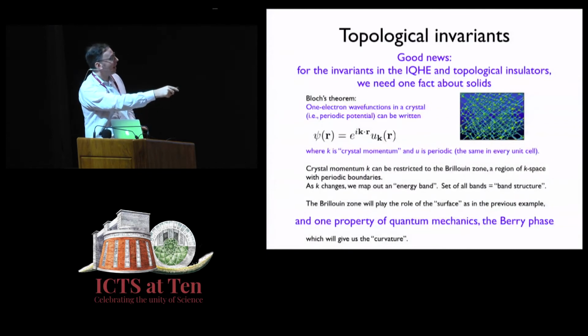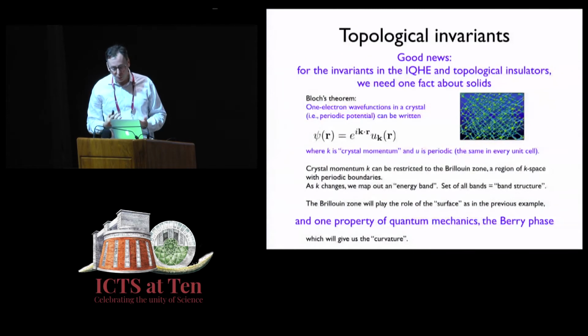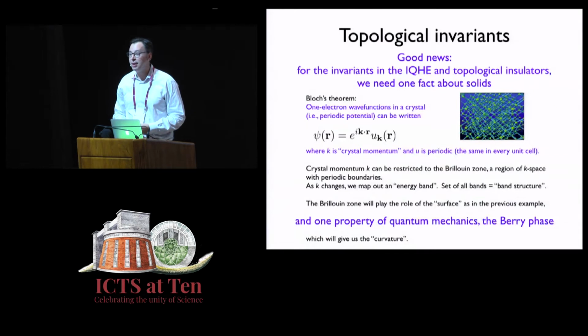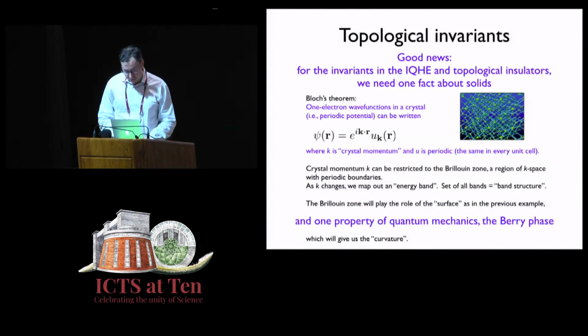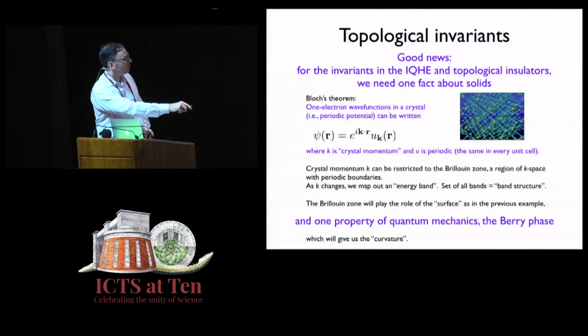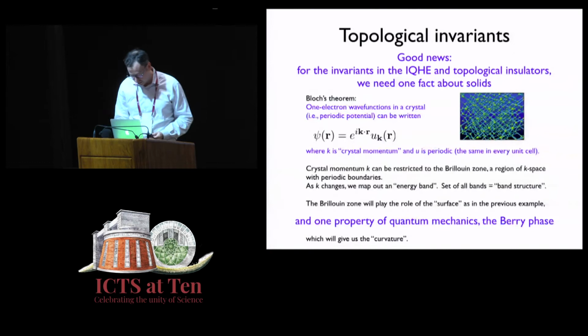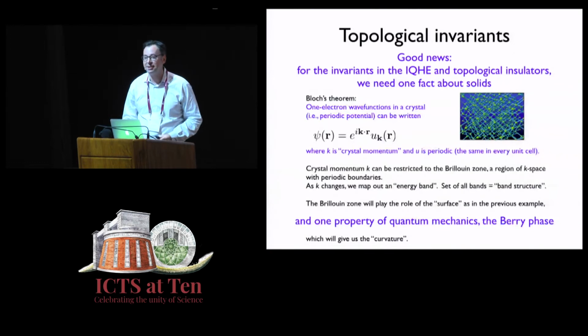And a consequence of that is that the set of independent values of momentum k lives on a d-dimensional torus, the so-called Brillouin zone. So that Brillouin zone, a d-dimensional torus of allowed values of momentum, is going to be the surface that we use to make a topological invariant. And we need to make a curvature, and that curvature is going to come from what's sort of the hero of the talk, the Berry phase, which also goes back to the early 80s.